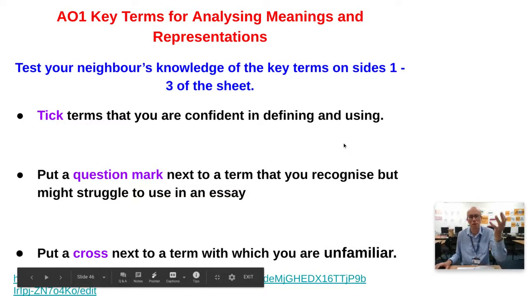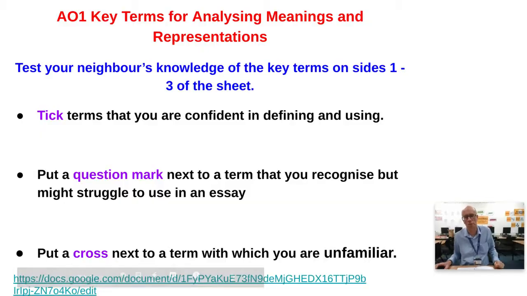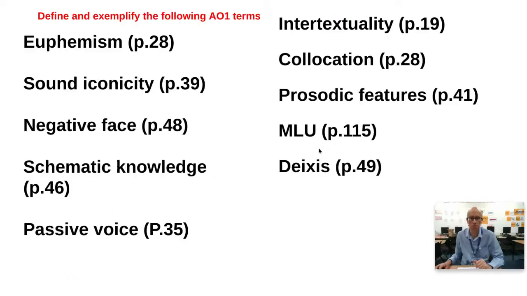Okay, so if you were in my class, I would be giving you a sheet of paper with a whole load of AO1 and AO3 key terms. And what I'll be getting you to do is these three things. So going through the list, ticking ones that you're pretty confident in defining and using, putting a little question mark next to ones that you probably recognise but might struggle to use in an exam, and then putting a cross next to a term which you're saying, nah, he's definitely never taught us that one. Okay, so if you've got that sheet, that would be your first move to do.